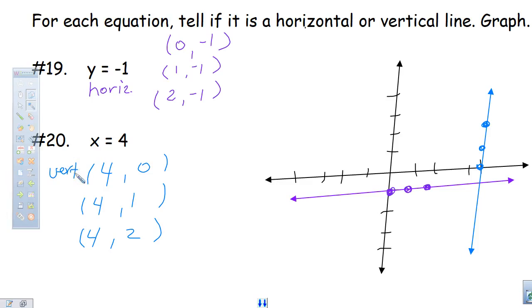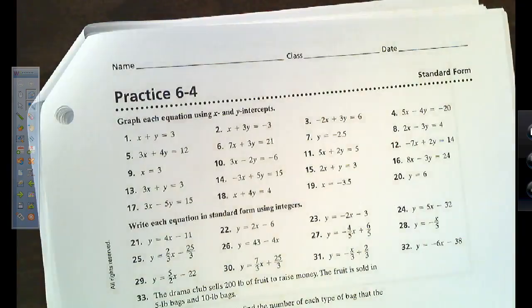All right, make sure, yes. No, you do not have to do the 3 points. Nope, that's the goal. Go ahead. No, the negative doesn't affect whether it's horizontal or vertical, whether it says y equals or x equals affects whether it's horizontal or vertical.